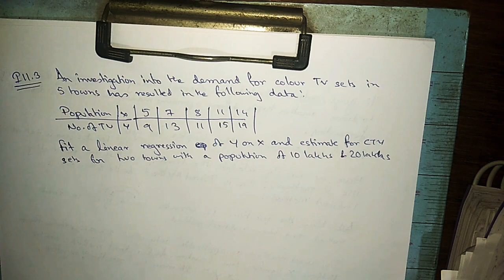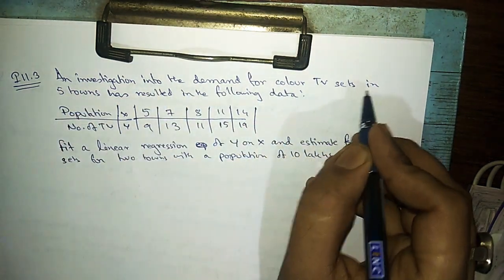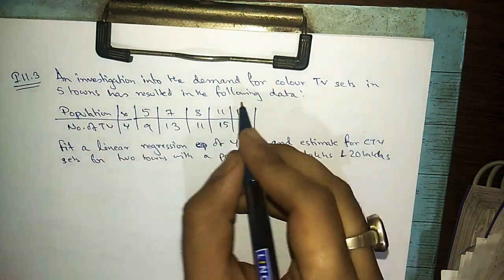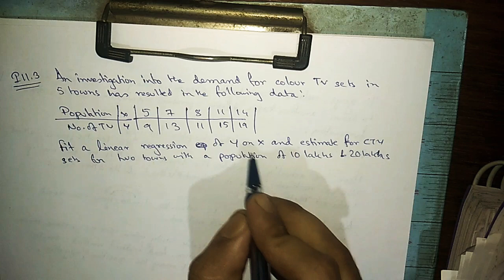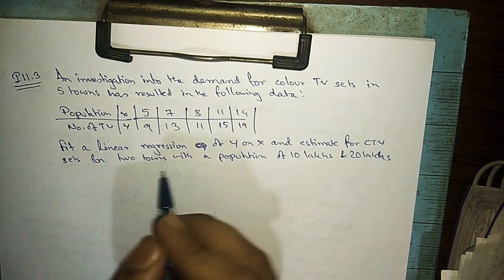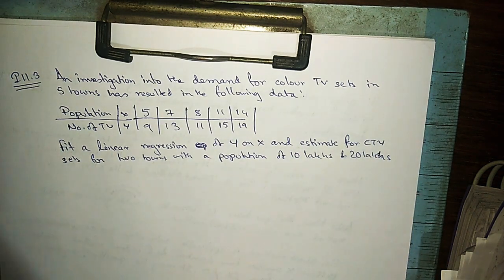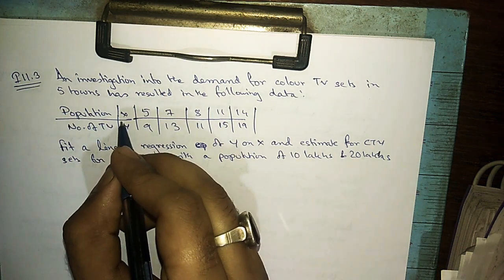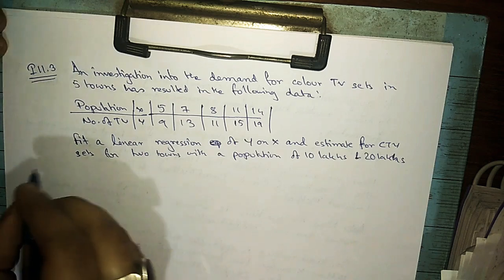Now coming to the third question. It's given: an investigation into the demand for color TV sets in 5 towns has resulted in the following data. Fit a linear regression of y on x and estimate the CTV sets for 2 towns with a population of 10 lakhs and 20 lakhs. Over here you have to use the indirect method. How did I come to know? The value of x is given. Now let's start the solution.